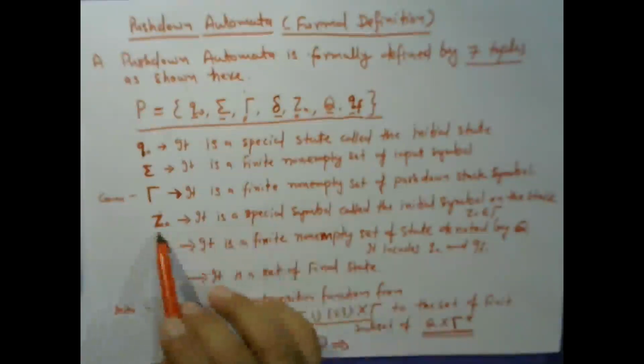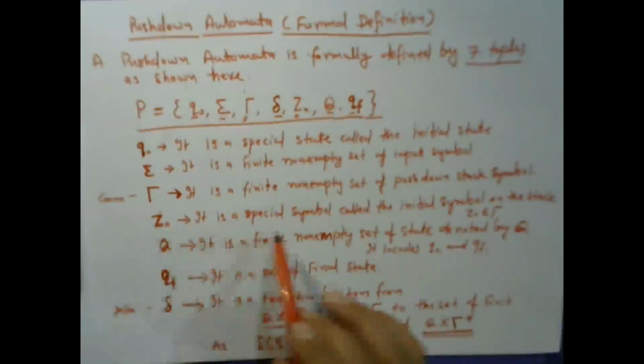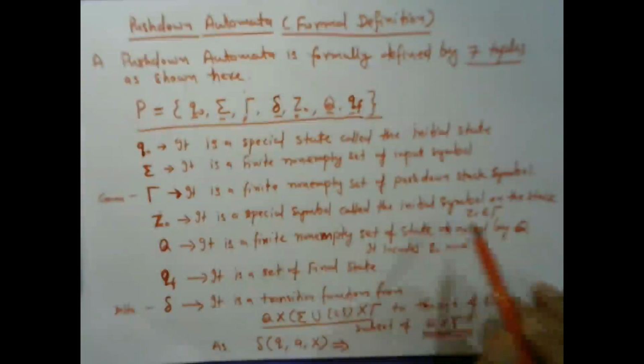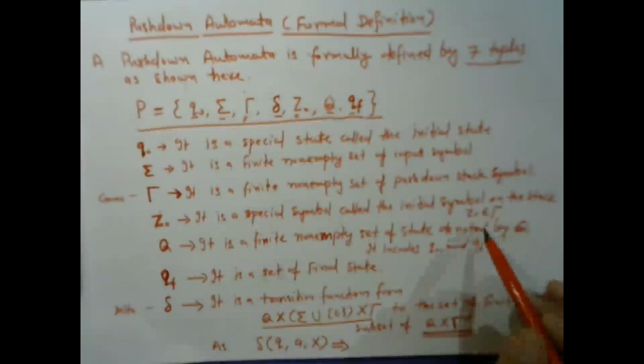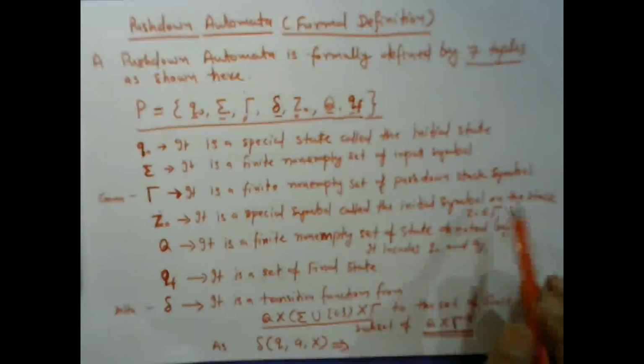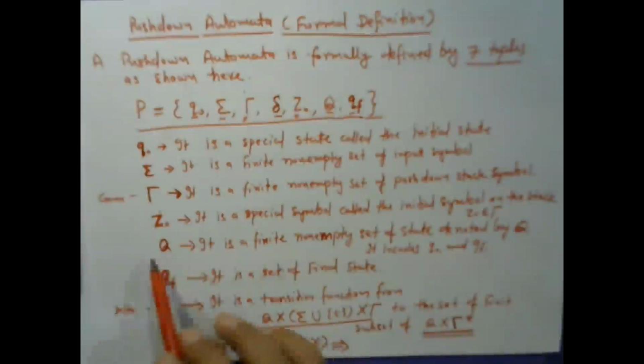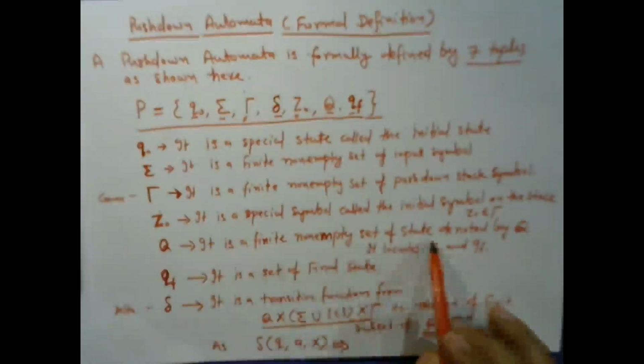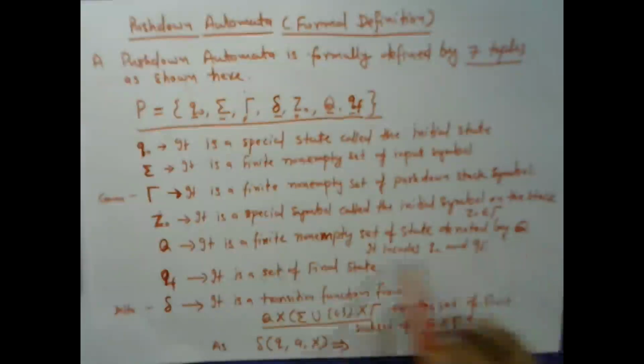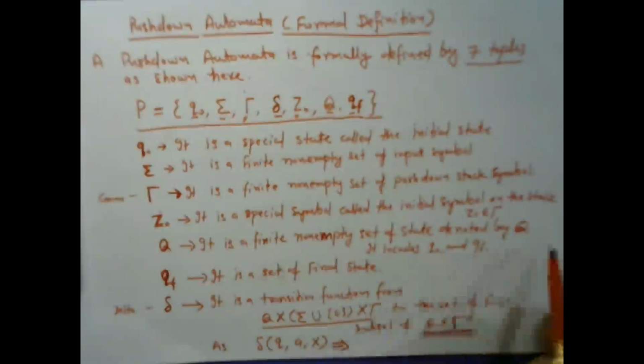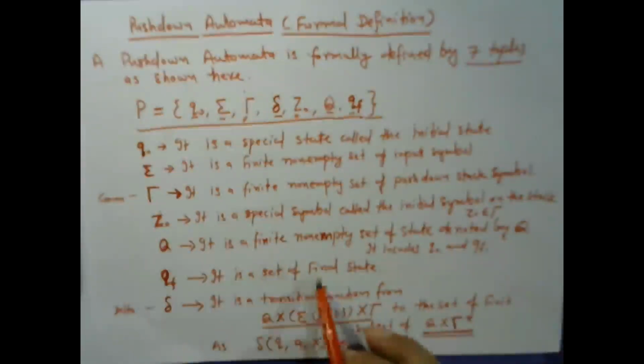Then there will be Z0. Z0 is the special symbol which is called the initial symbol of the stack, the top of the stack. And capital Q is a finite non-empty set of states, and QF is a set of final states, as you already know.